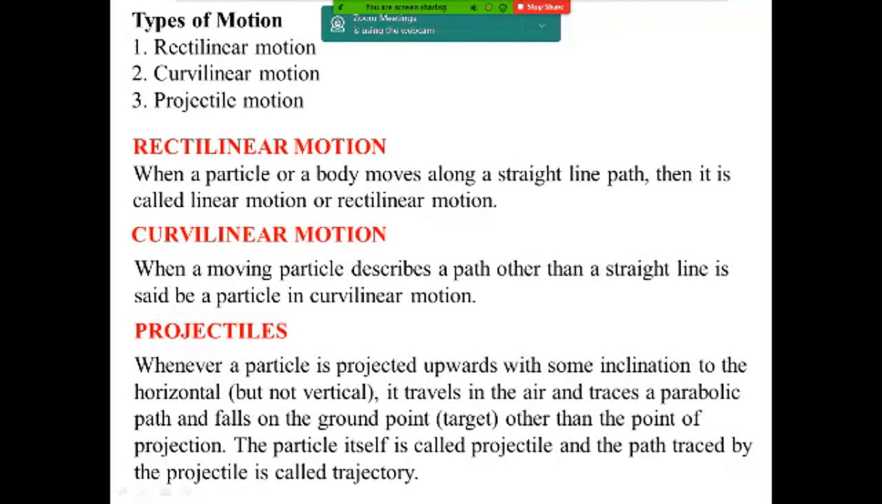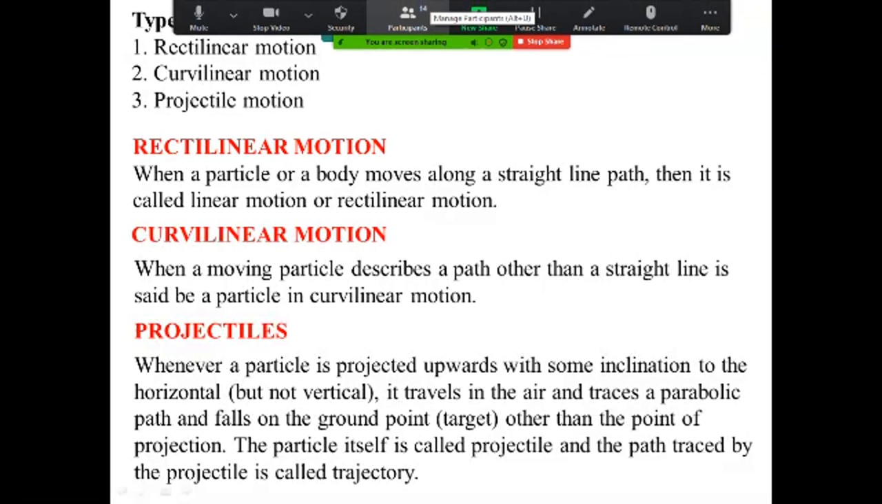Next is curvilinear motion. When the moving particle describes a path other than a straight line, it is called curvilinear motion. It means the particle's motion is no longer in a straight line. That motion is called curvilinear motion.